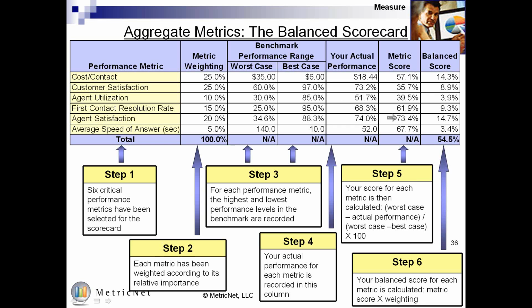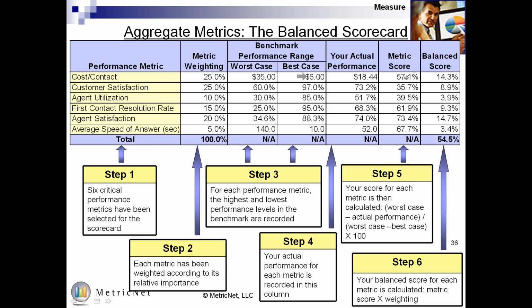High numbers, as we've got here for agent job satisfaction, are an indication that you're closer to the best case end of the range than the worst case end of the range. And low numbers, as we have here for customer satisfaction, are an indication that you are much closer to the worst end of the range than you are the high end of the range. So your metric scores will range between 0 and 100%. They would be 0 if you had the worst case performance. They would be 100% if you had the best case performance.